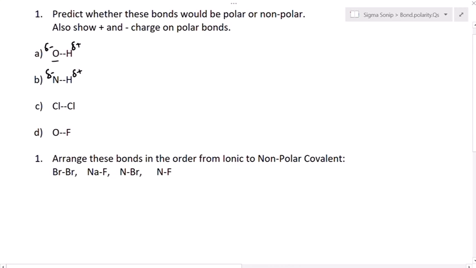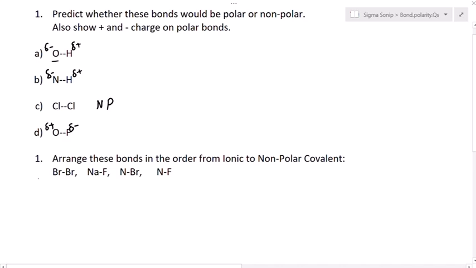1C is a bond between chlorine and chlorine, and both the chlorine atoms have similar electronegativity, so this bond will be nonpolar. And oxygen and fluorine: fluorine is the most electronegative element, and therefore it will pull the shared electron towards itself, and fluorine will become negatively charged and oxygen would become positively charged.